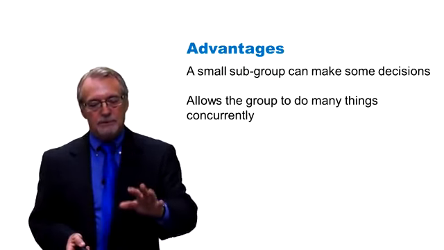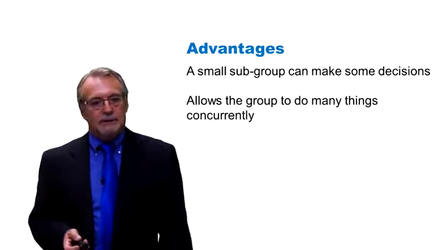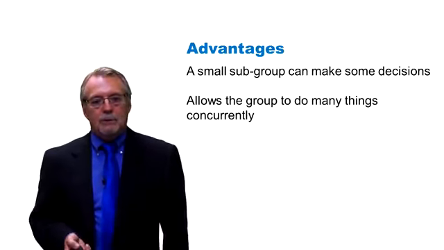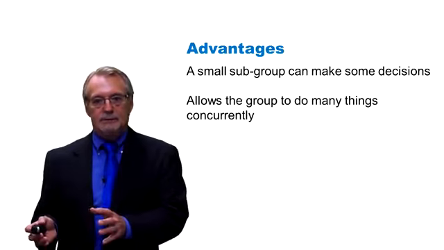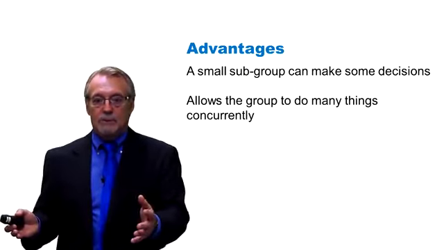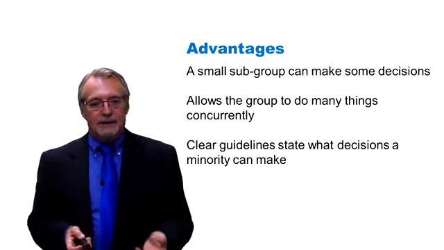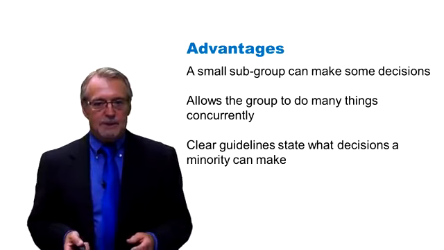The group can do a lot of different things all at the same time, and some people are going to have to make some decisions for the entire group. It allows us to get a lot of things done concurrently. We don't have to all do everything all together. We need to make sure we have clear guidelines for this minority group out here making the decisions. Otherwise, they may do some things that we really don't want to have done in our organization. Clear guidelines on how these people can make decisions along the way, the parameters they can stay within.